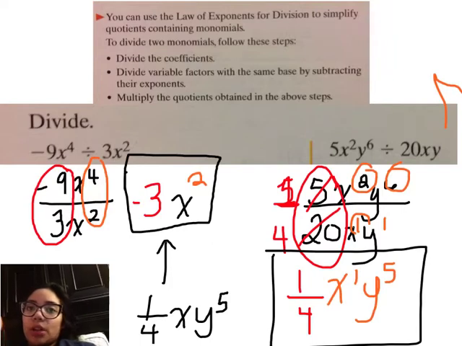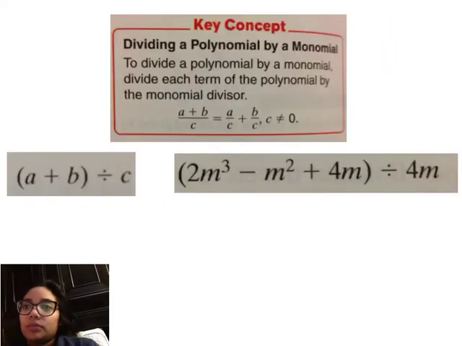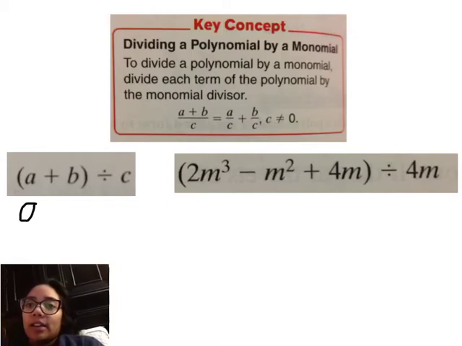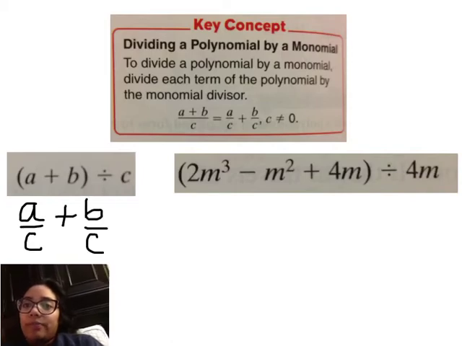Okay, let's do another. This one's a little different. This is dividing a polynomial by a monomial. To divide a polynomial by a monomial, divide each term of the polynomial by the monomial divisor. That's easy. What I'm doing is a plus b divided by c. I'm just breaking it up, so I'll have a divided by c plus b divided by c. Can I simplify anything? No, this would be my answer.